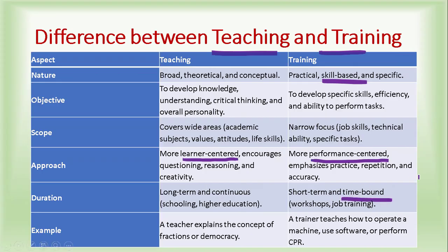In a training, a person takes some amount of time, such as workshop, job training, etc. Example: a teacher explains a concept of any science topic, such as the microscope. Here the example is a trainer teaches how to operate a machine, use software, or perform CPR.